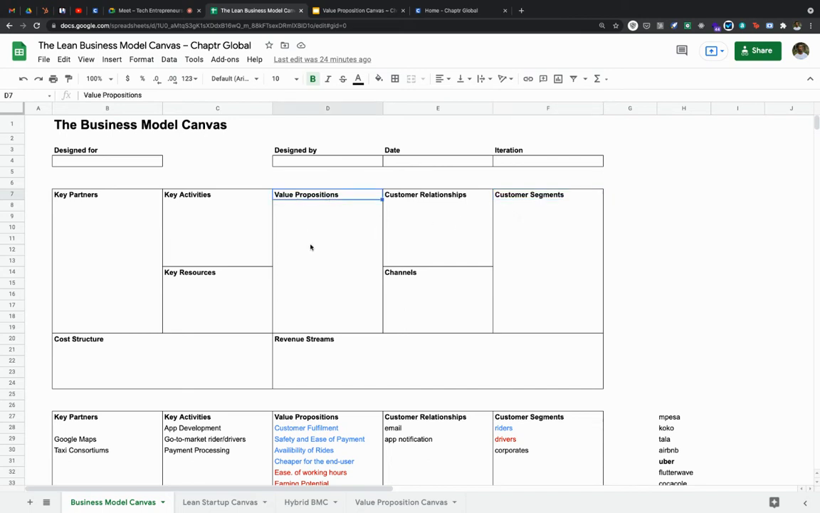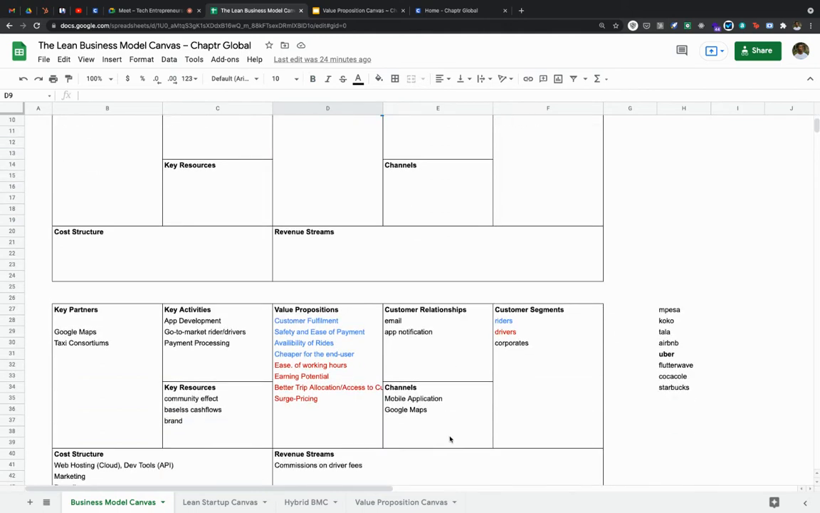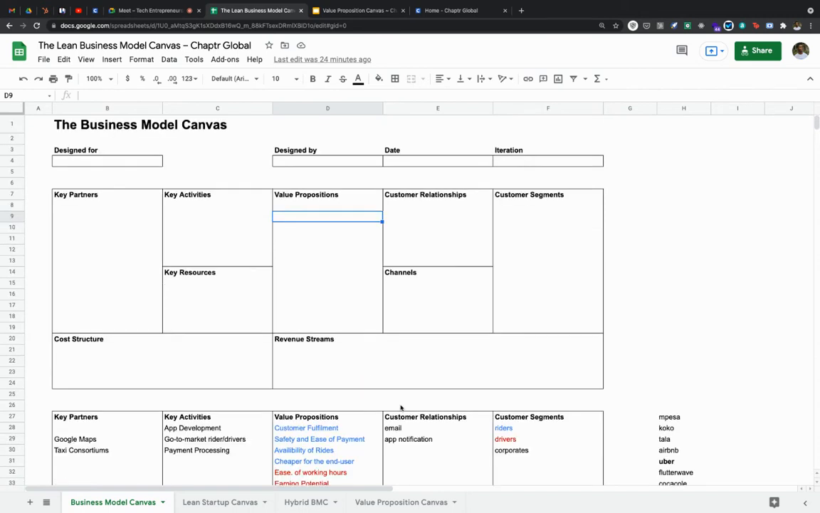Today we want to give focus to this value prop side, because it's not as simple as just coming in and saying the value prop of Uber is that there's safety and ease of payment, or there's availability of rides. It goes more in depth, because if we come up with value props like that, we end up creating solutions looking for problems, and you end up creating value props that we ourselves want, that probably the end customer does not want per se. So that's the first thing.